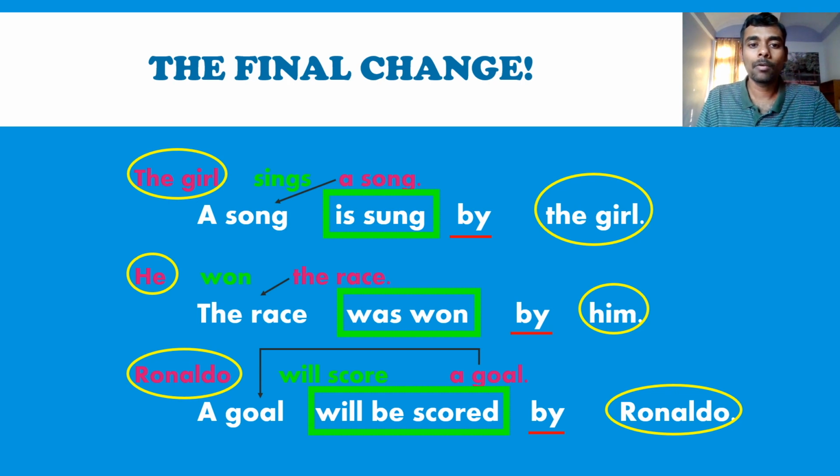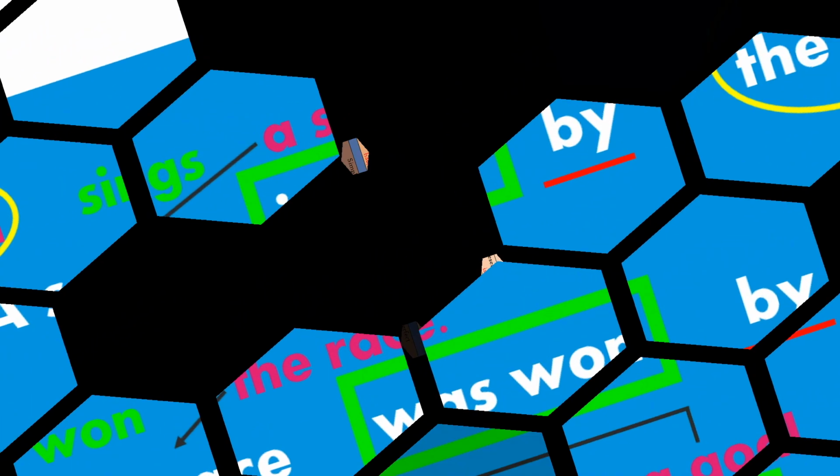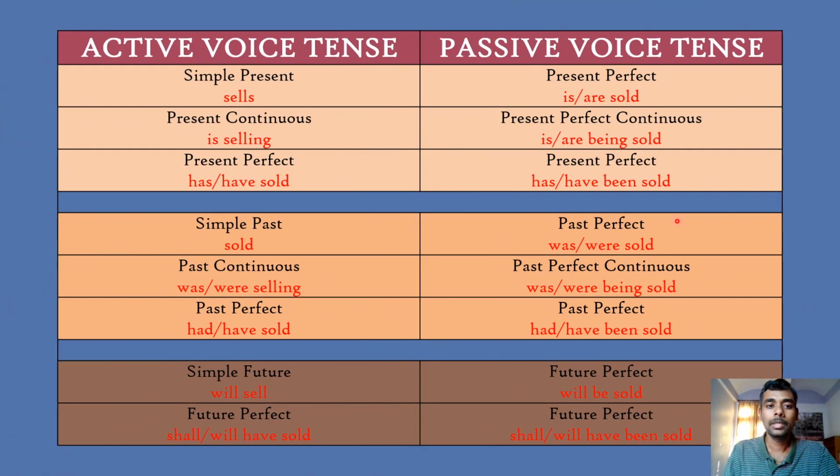So to give you a table of the overall, here I've used the verb sells in different contexts in the active voice, and when it changes to the passive voice, it changes in this format. So a simple present tense sells will change into a present perfect, which is sold or are sold. The vendor sells vegetables, let's say. Vegetables are sold by the vendor.